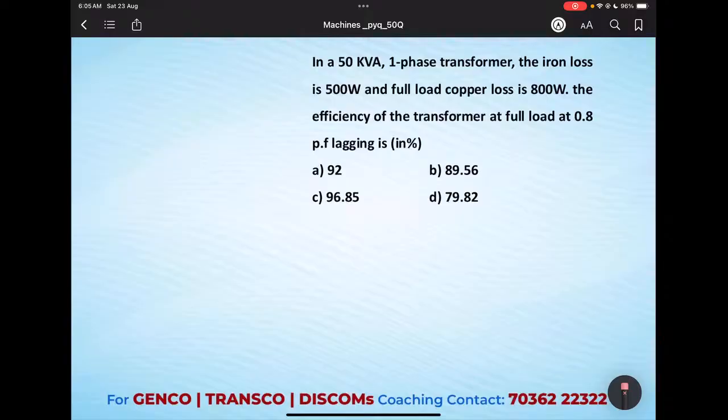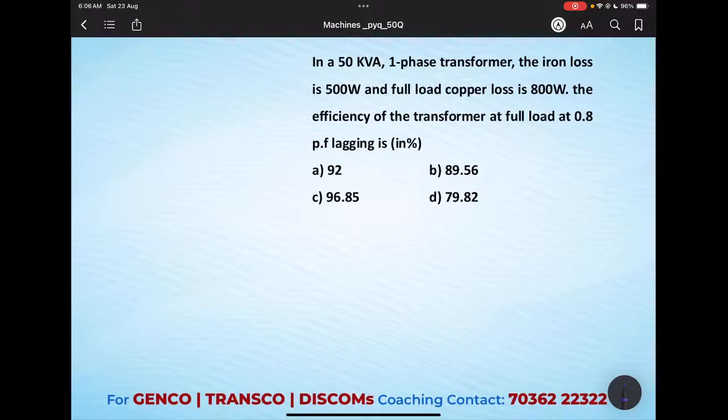In continuation to the previous session, we are going to solve some more questions related to the electrical transformers. The given question is: in a 50 kVA single phase transformer, the iron loss is 500 watt and full load copper loss is 800 watt. The efficiency of the transformer at full load at 0.8 power factor lagging is?